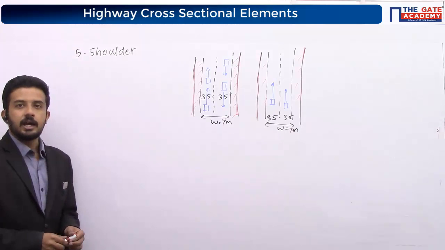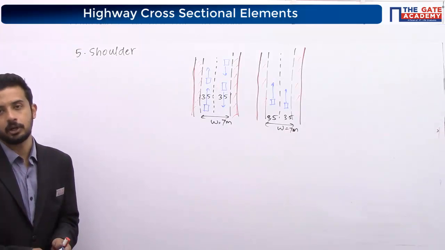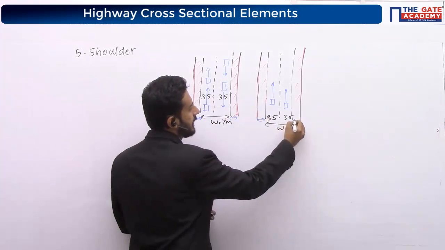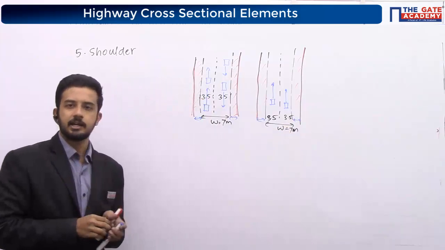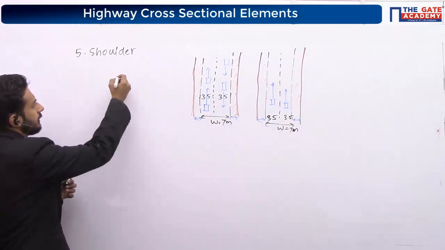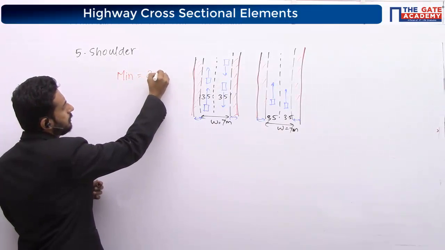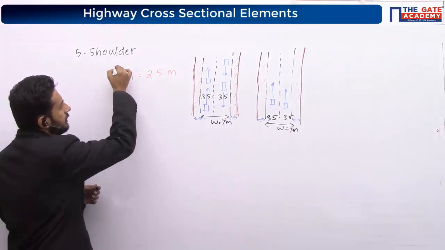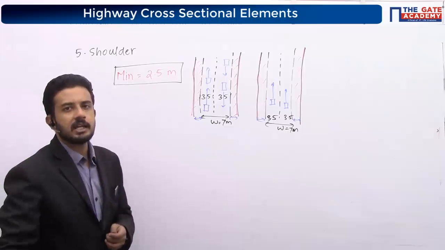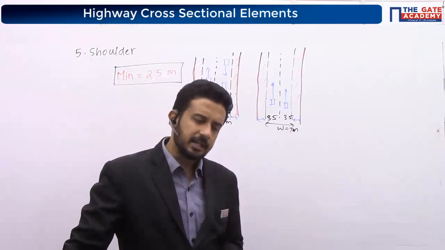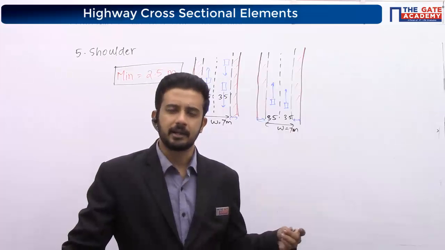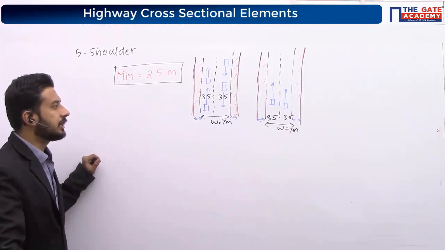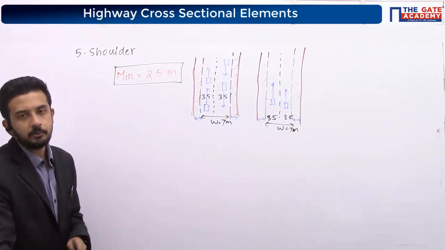And there is a minimum width of this shoulder, actually speaking. How much should be the minimum width? Don't memorize the value by heart. As per IRC, the minimum width of shoulder is equal to 2.5 meter. Practically, we will try to give more than that. But in case some space restriction is there, practically you may not see that much. But as per IRC, the minimum width of shoulder is 2.5 meter.